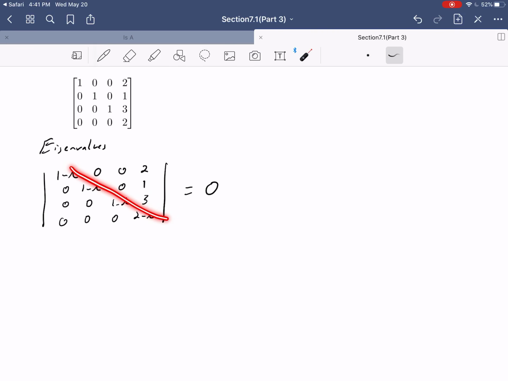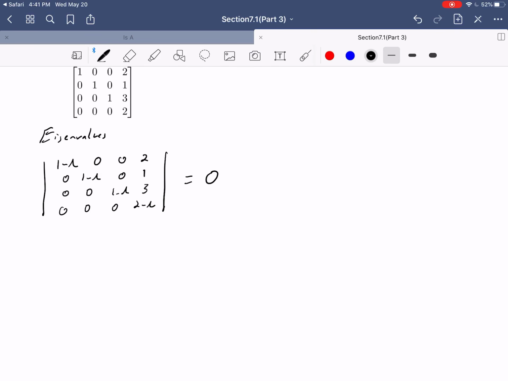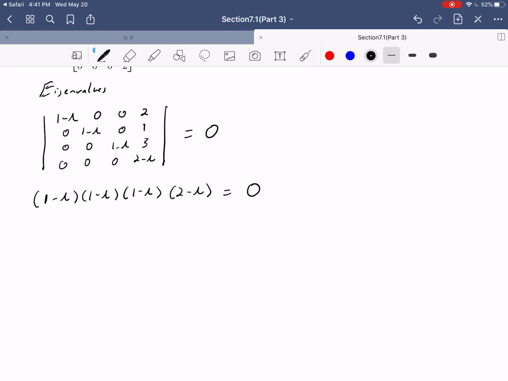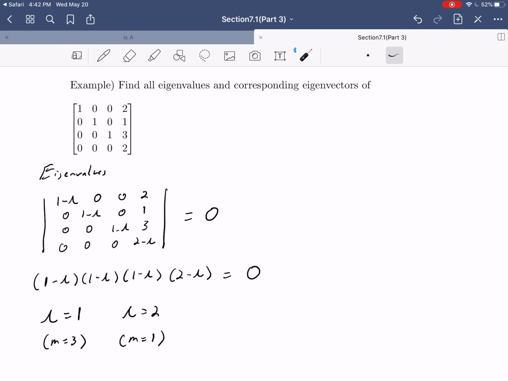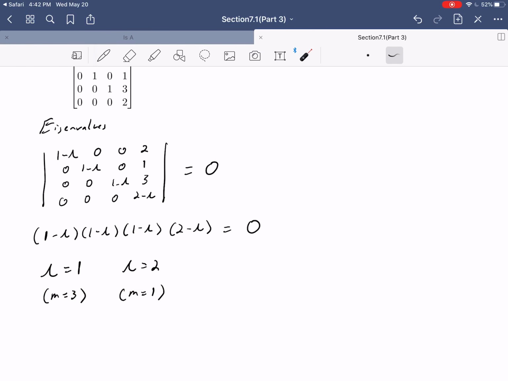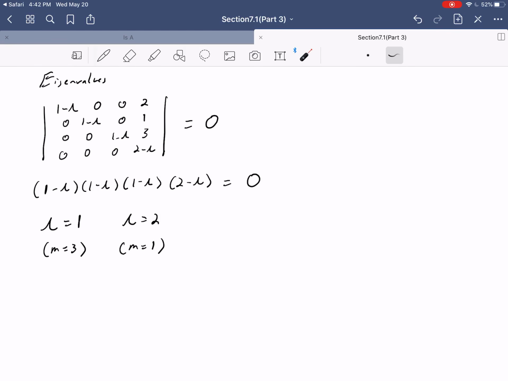Luckily, this is a nice upper triangular matrix, so we can take the determinant as just the product of the diagonal elements. So 1 minus lambda, 1 minus lambda, 1 minus lambda, and 2 minus lambda, set equal to 0. We can easily see that we have lambda equals 1, a multiplicity 3 eigenvalue, and lambda equals 2, a multiplicity 1 eigenvalue. Even though this is a 4x4 matrix and its characteristic polynomial is 4th degree, we only found 2 unique eigenvalues. One of them is repeated 3 times, one just once.